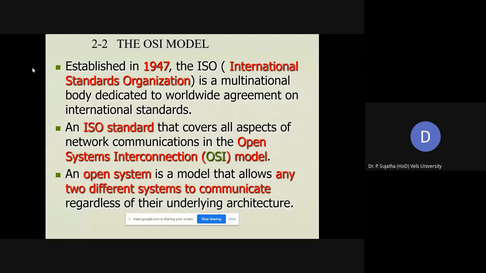So shall we pass on to the next one? The open system model allows any two different architecture systems to communicate irrespective of their underlying architecture. Even though the two systems have different architecture or different configuration, based upon the ISO, they can communicate with each other without any difficulty. That is the usage of the OSI reference model.